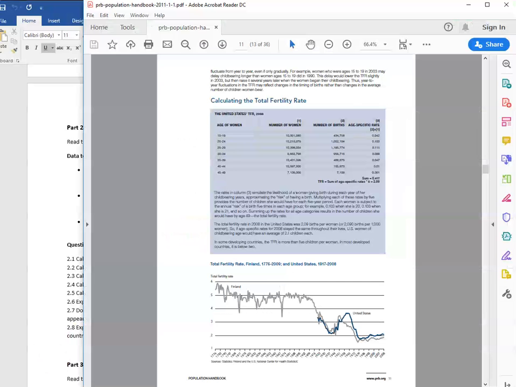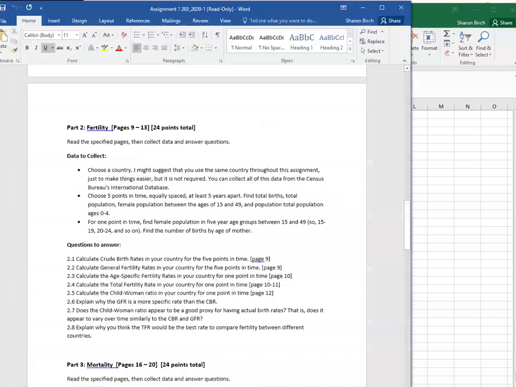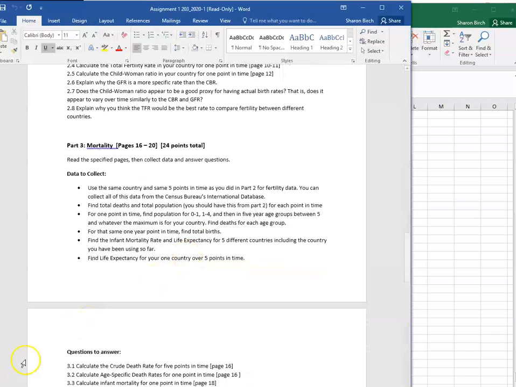And then you're just going to work through all of these things in the population handbook. Here in Excel, you're going to just keep building up data and equations until you have calculated crude birth rates, 5 points in time, general fertility rates, 5 points in time, age-specific fertility rates, 1 point in time, total fertility rate, 1 point in time, child-woman ratio, 1 point in time. And then trying to understand and explain what those mean. And that is what you'll do to deal with part 2 in the assignment and a basic overview of measures of fertility.